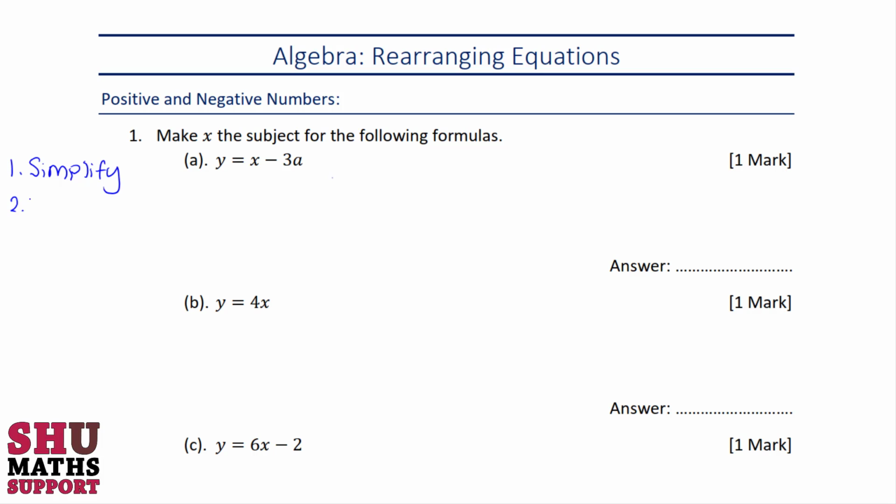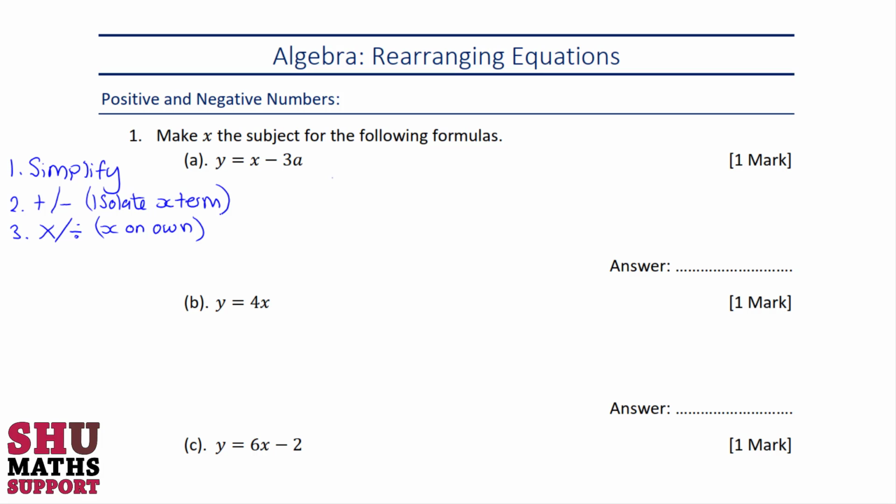Step 2 is where I use addition or subtraction to isolate the x term. I'm rearranging for x, so I know my answer needs to be x is equal to some stuff, so I need to isolate the x term on its own. Then step 3 is to multiply or divide the x term to get x on its own. For example, if I have 4x equals some stuff, I divide both sides by 4 to leave x equals some stuff. Let's do some examples and hopefully realise where the three steps come in.